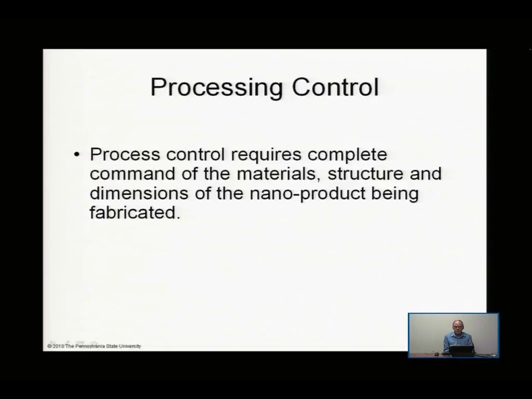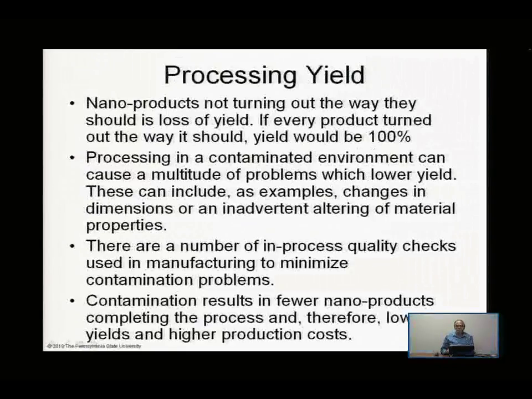The process can have no uncontrolled elements. It has to be entirely controlled at the scale we're working at if we're going to get any kind of reasonable yield of nanoproducts. So here's this word yield.